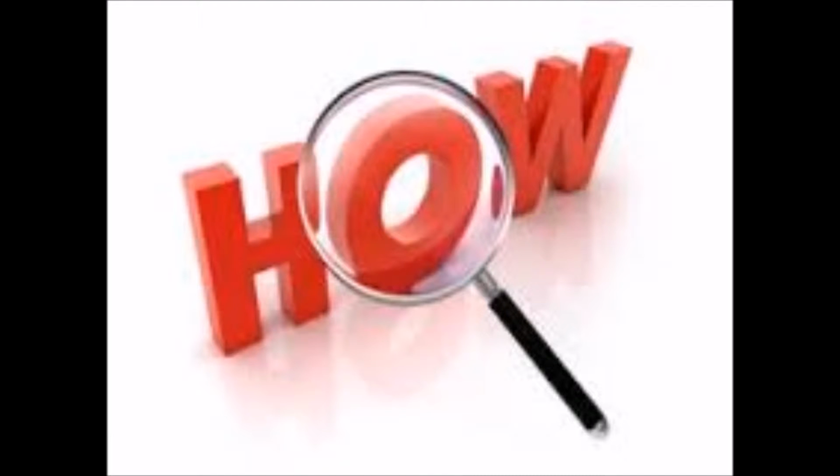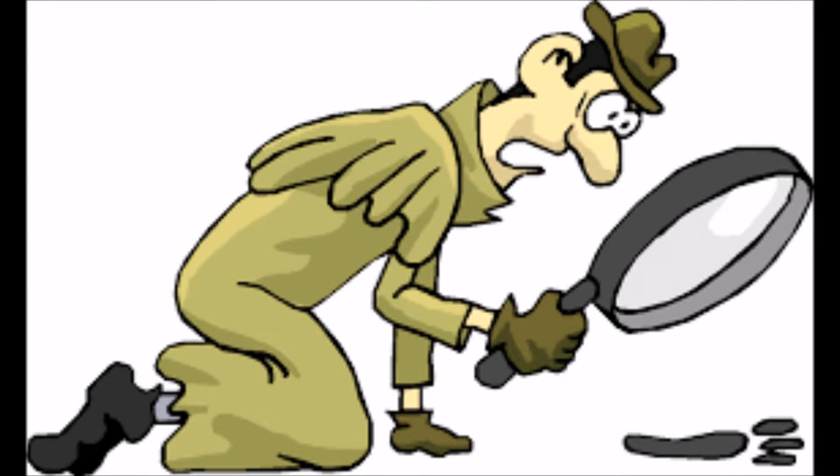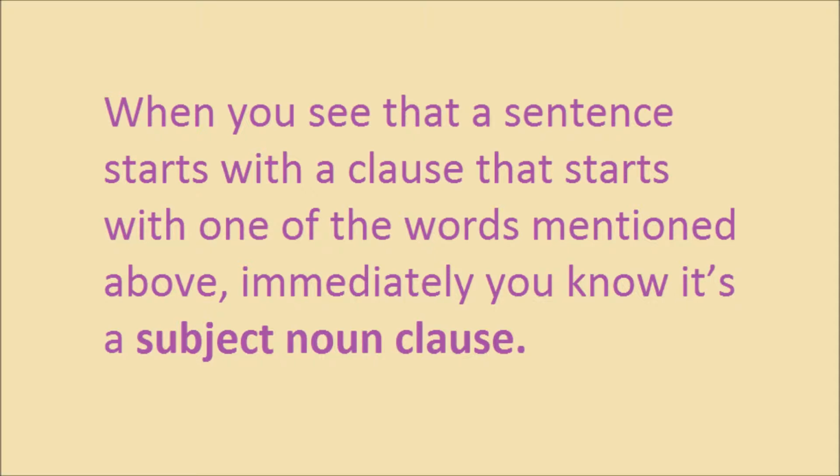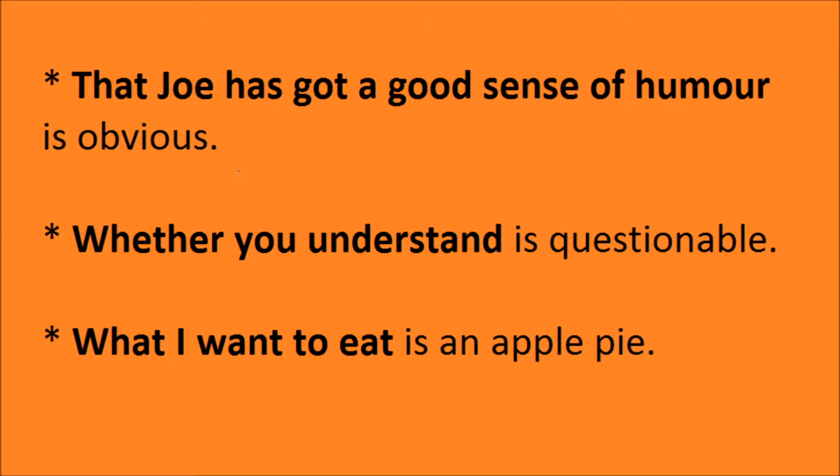And how can you recognize the type of noun clause? Here are some clues. When you see that a sentence starts with a clause that starts with one of the words mentioned above, immediately you know it's a subject noun clause. Example: That Joe had got a good sense of humor is obvious. Whether you understand is questionable. What I want to eat is an apple pie.